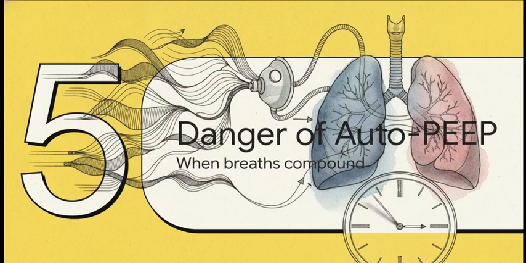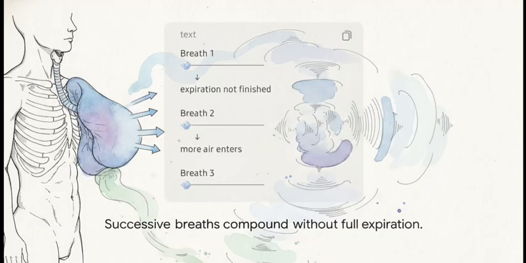Finally, Section 5, the danger of auto-PEEP, or what happens when breaths compound. This is exactly what occurs when flow issues and timing issues crash into each other. Here is where things can get seriously dangerous. Breath 1 goes in, but before expiration can actually finish and return to baseline, breath 2 is delivered. More air enters. Then breath 3 hits, again way before expiration is complete. The air is actively stacking inside the patient.